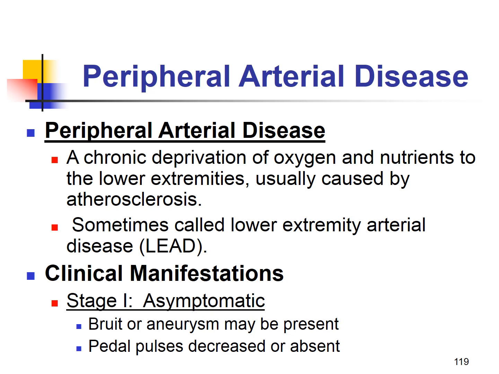So peripheral arterial disease is a chronic deprivation of oxygen and nutrients to the lower extremities, right? Usually caused by atherosclerosis, sometimes called the lower extremity arterial disease, right? Manifestations are in different stages. Stage number 1, usually the patient is asymptomatic. However, if you listen, auscultate, you would hear bruit or aneurysm may be present. If you palpate the pedal pulses, there will be decrease or absence. Next slide. So that's stage 1.